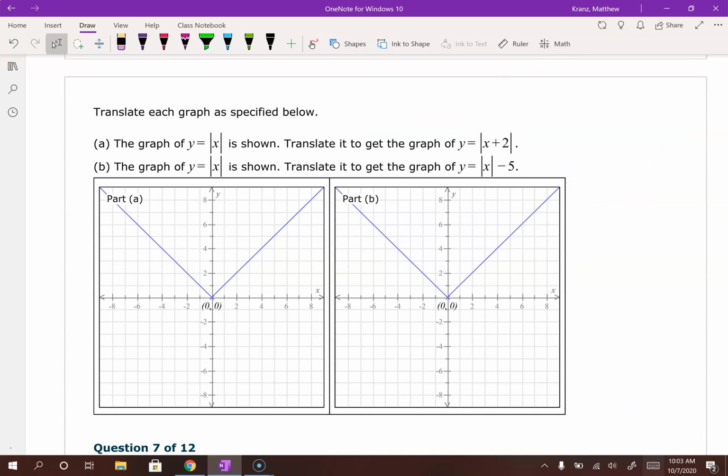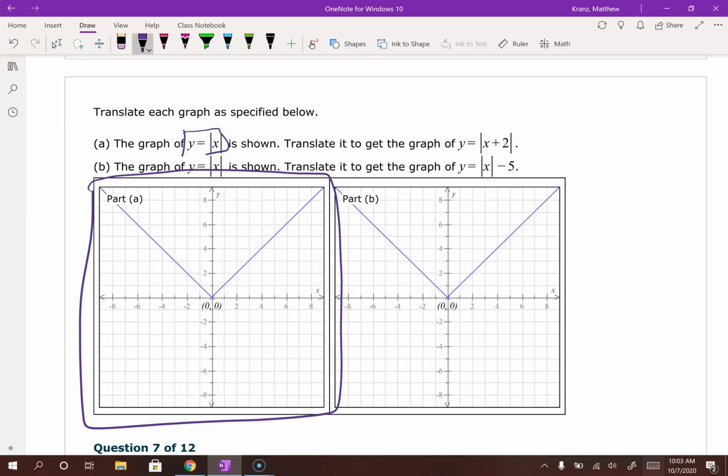All right, translate each graph as specified below. So A, the graph of y equals absolute value of x, is this one right here. That is the parent function of absolute value. We need to translate it to be this. Well, remember, whatever you do to x, you do the opposite. So we're just going 2 to the left. I'm going to go 2 to the left, 1, 2, and start it right there. Now you see this goes up 1 and over 1 to get there, so we're going to do the same thing. And that's what that one would look like.